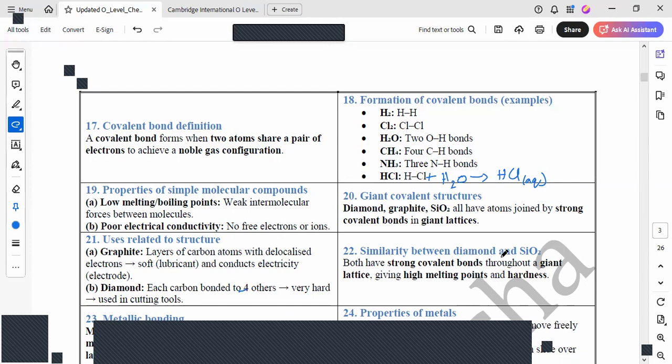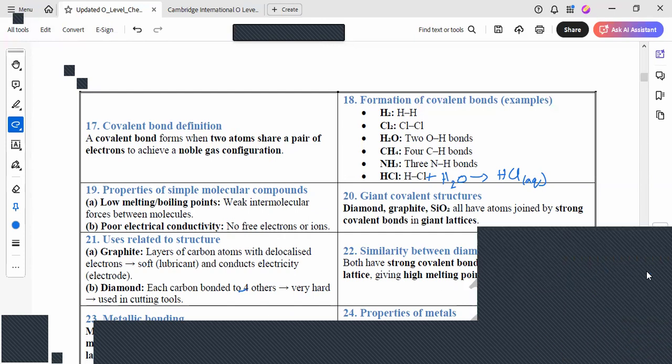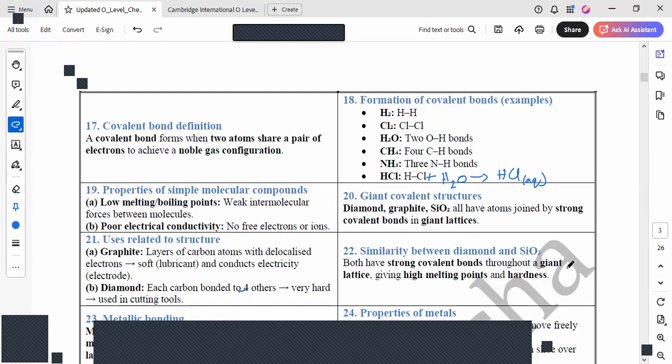Similarly, there is a similarity between diamond and silicon dioxide. Both have strong covalent bonds throughout a giant lattice, giving high melting and boiling points. High melting point, boiling point is a distant matter, their melting point itself is very high. And they are both hard. Diamond is hard, so is silicon dioxide.